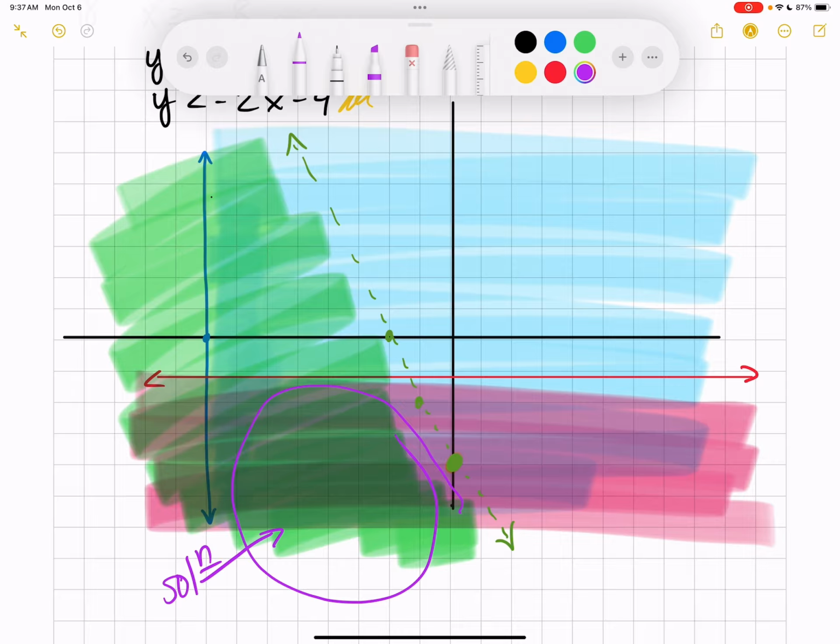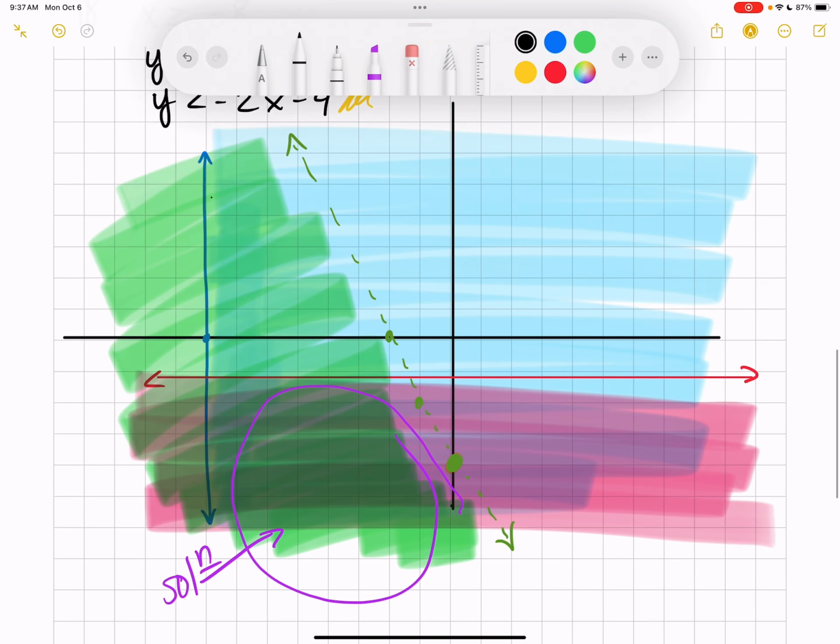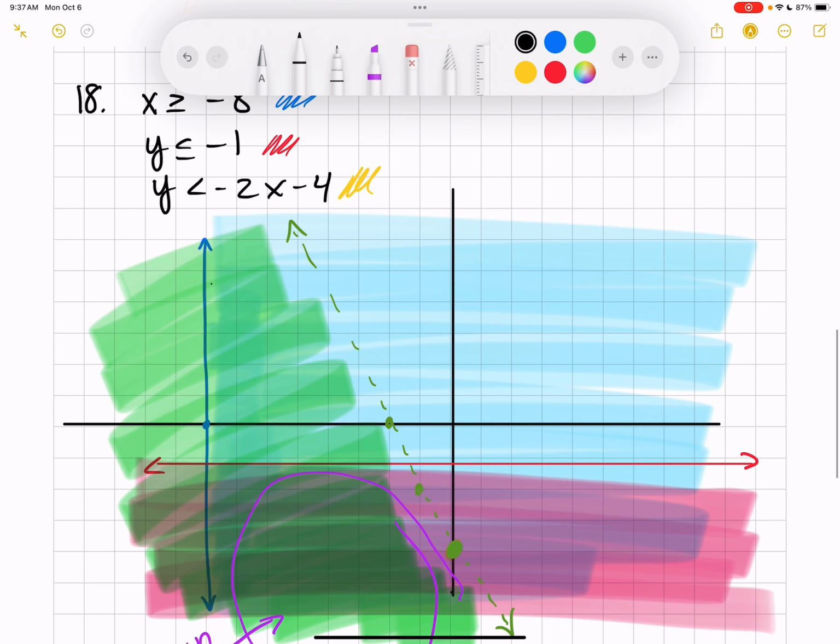All right, one more that has 4 so that you can see what this would look like. Any questions about these ones before I go on to one that's even harder?